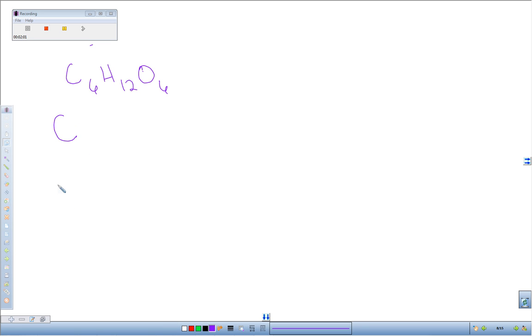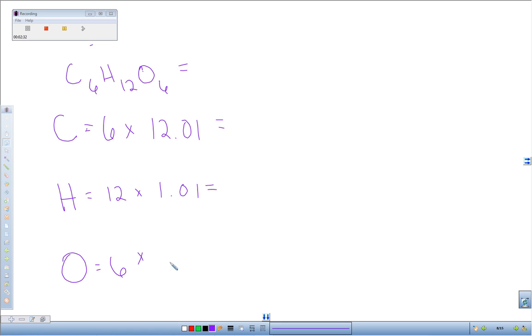So we're going to do carbon, hydrogen, oxygen. What do we have? 6 carbon, 12 hydrogen, 6 oxygen. Okay, so let's look at, by mass, what's the mass of carbon? 12.01. And we have 6 of them. We have 12 hydrogen, the mass of that is 1.01. We have 6 oxygen, the mass of that is 15.999, or we'll just round that to 16.00.